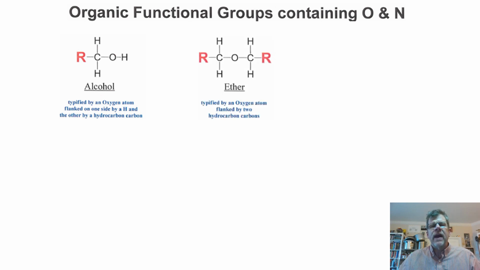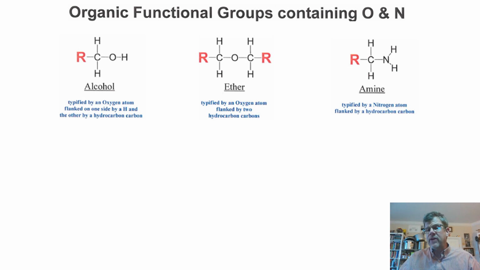If we had an oxygen which was flanked on both sides, now remember, oxygen has 2 covalent bonds emanating from it. That's the standard bonding model. So if those 2 covalent bonds are attached to 2 hydrocarbon type carbons, then what we have is an ether. That's an ether functional group, when we have an oxygen atom flanked by 2 hydrocarbon atoms.